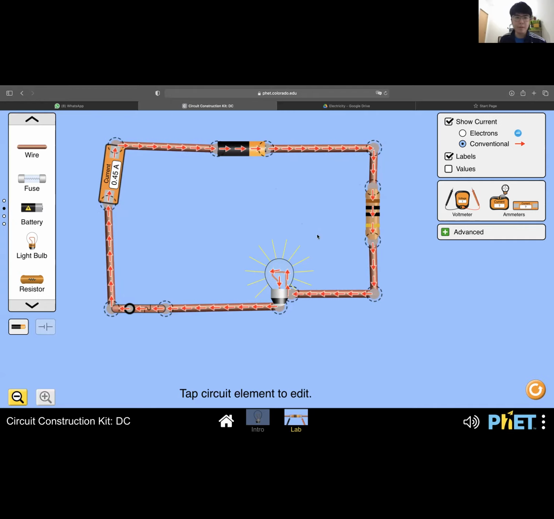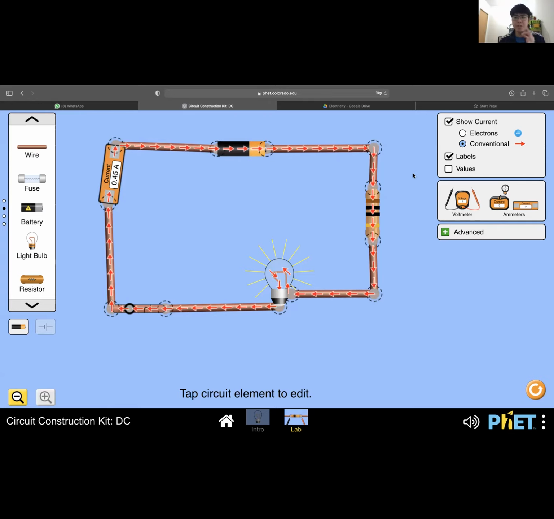Okay, now what value does it show here? 0.45 ampere. Okay, 0.45, the symbol is ampere. That is the measure of current. So to measure current, you use an ammeter that must be connected in series, one after another, like this.